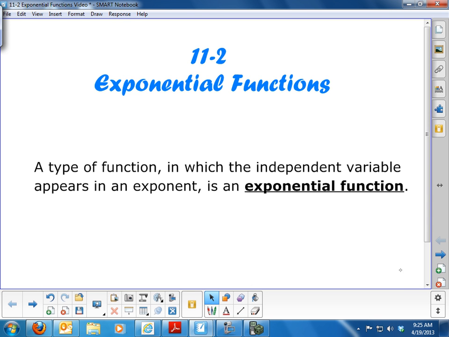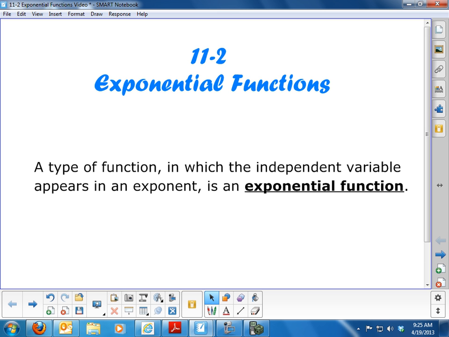Tonight's video is over exponential functions. So far in algebra we've learned about two different types of functions. We've learned about linear functions where the exponent is 1. We've learned about quadratic functions where the highest power in that function is a 2. And now today we're going to talk about a third type of function, which is called an exponential function.